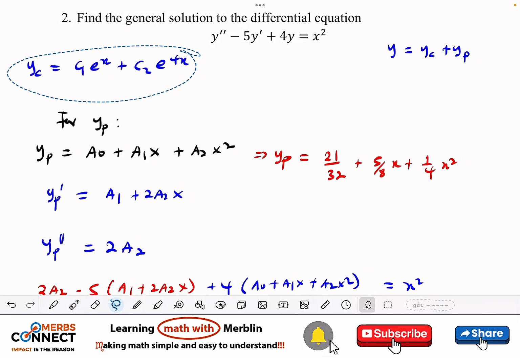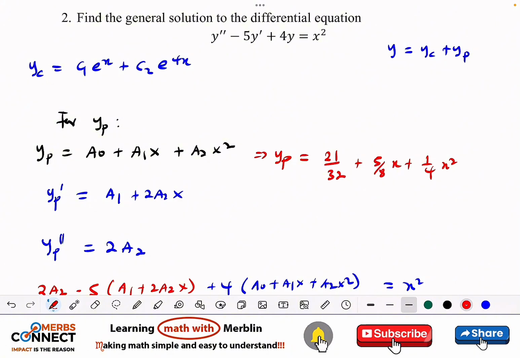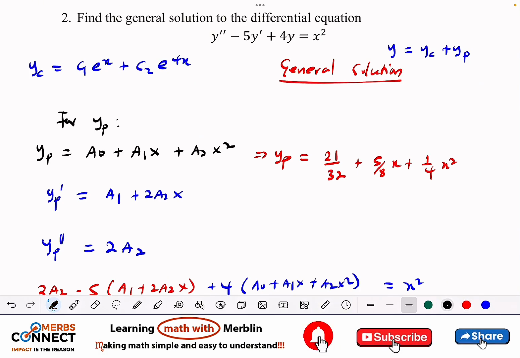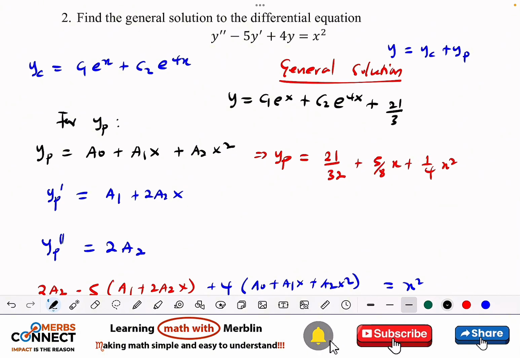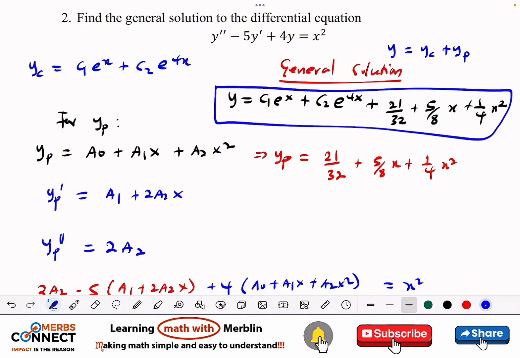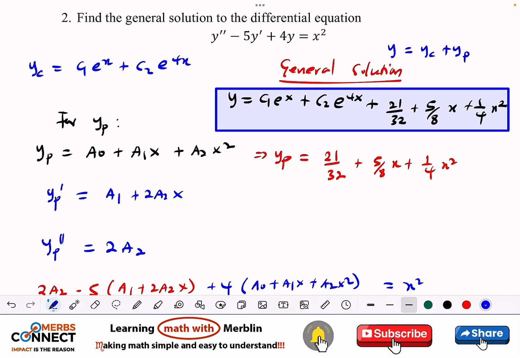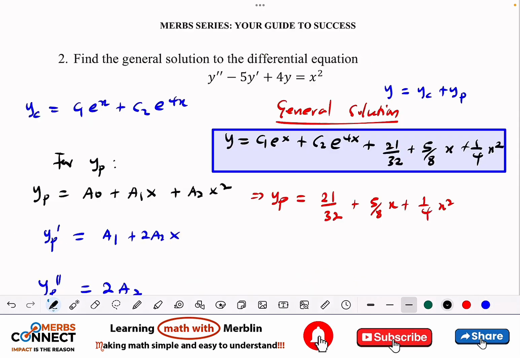So let me just do that here. So my general solution is going to be y, which is equal to c1 e to the power x plus c2 plus 21 over 32 plus 5 on 8x plus 1 over 4x squared. So this is my general solution. This is my general solution. So it's very simple whenever you are doing it.